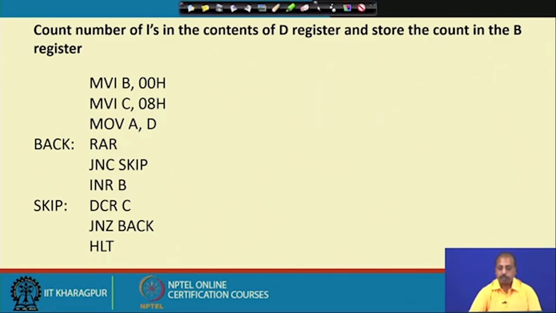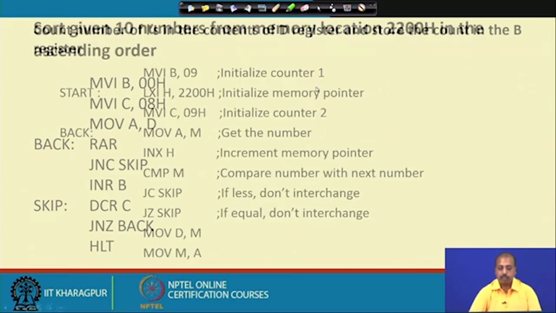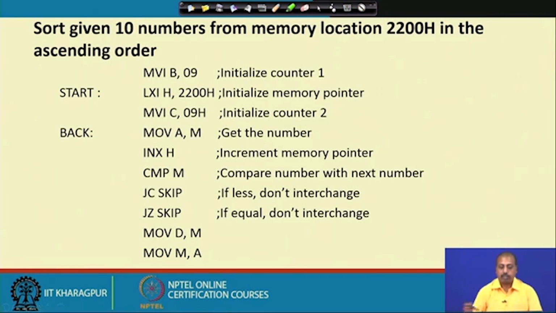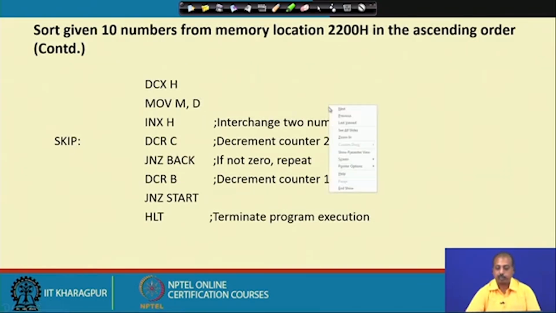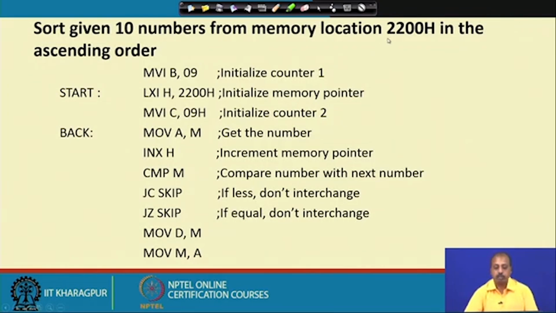If we look into another program, we want to sort 10 numbers stored in memory location 2200 onwards, in ascending order. For sorting we use the simple bubble sort type of algorithm. We just compare two successive numbers, and if they are out of order, we change the order of those two numbers. If they are in proper order, then we do not alter them, and this process is repeated for all possible pairs of numbers. So, this is the algorithm that we follow.